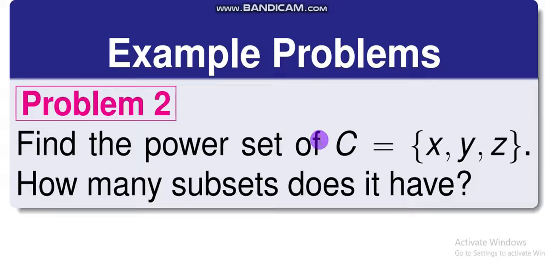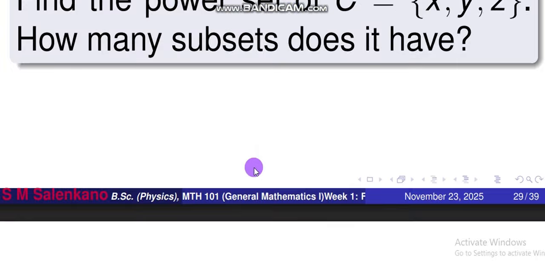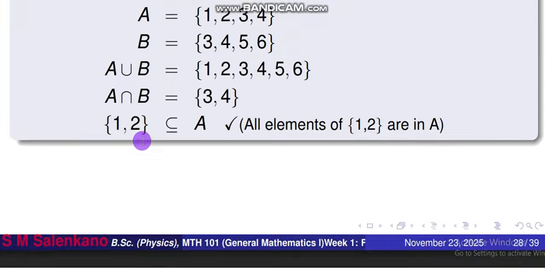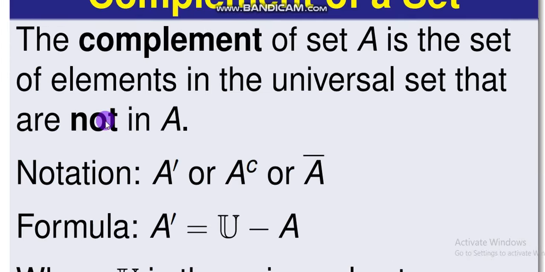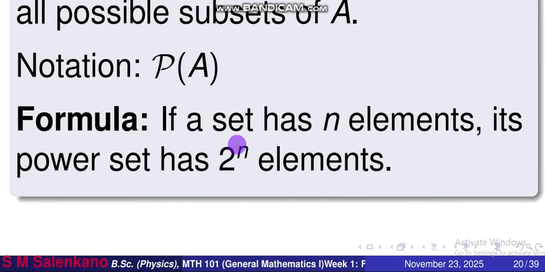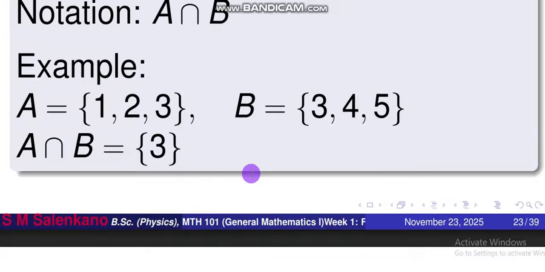Finding the power set means we have to collect all the subsets of C in a set, and let's do this. Look at it here. C is a set of X, Y, Z. It has n equals 3 elements. How many elements? 1, 2, 3. So if you want to know the number of subsets, you use this formula. Remember the formula we gave when we were explaining the power set? Well, you see, 2 raised to the power of n, where n is the number of elements.